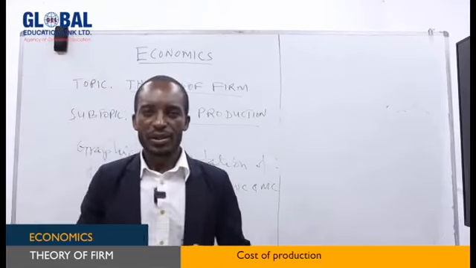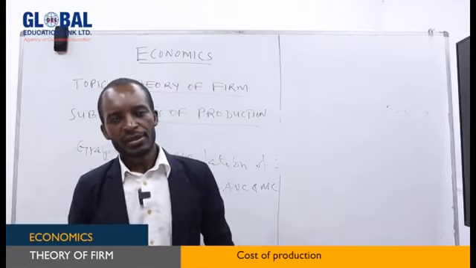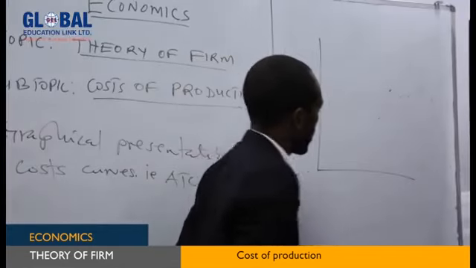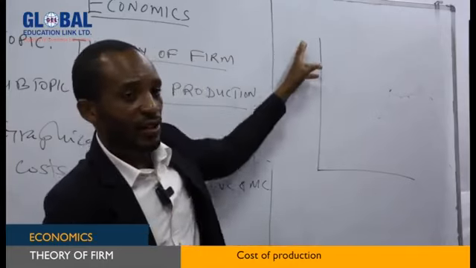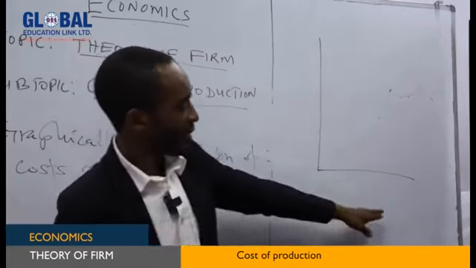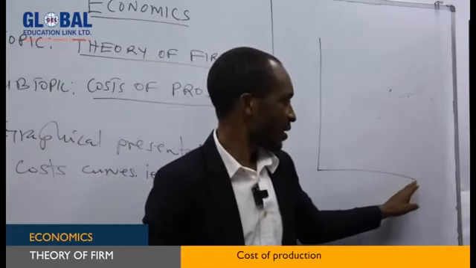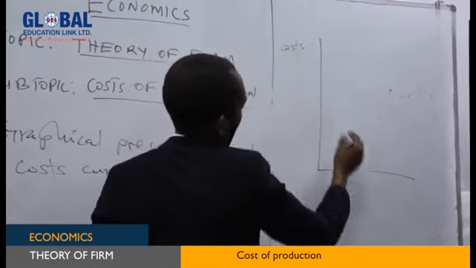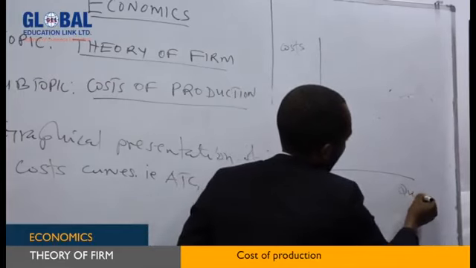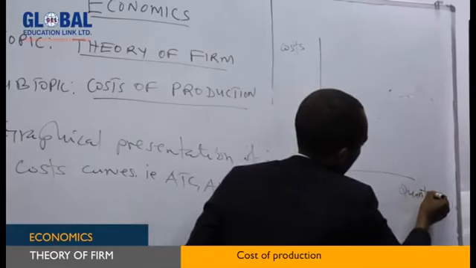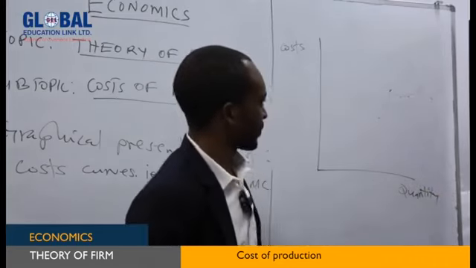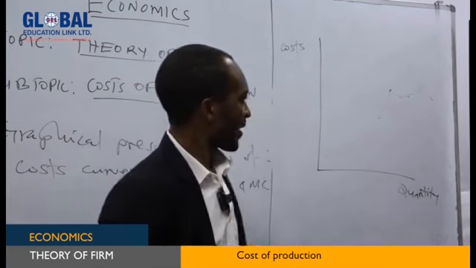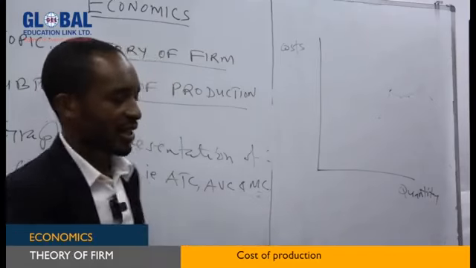When you are drawing the cost curve, you need to use a graph paper where on the vertical axis you put the costs and on the horizontal axis you put the output or quantity produced. So when you draw this cost, let us start with the marginal cost.